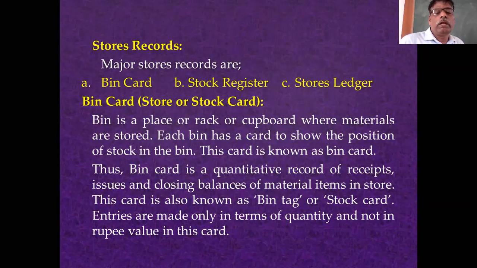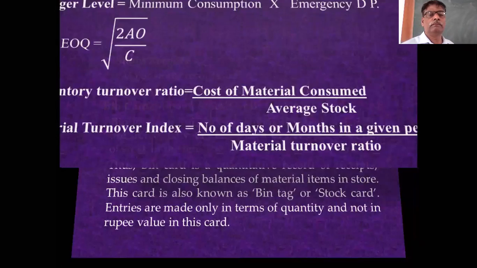This card is also known as bin tag or store card. It is called a bin tag because with the help of a tag, we tie that card at the rack. Okay, this is regarding bin card. Bin card is kept in the bin itself. For each bin, there is a separate bin card. Then how to record this bin card and the details of the bin card?